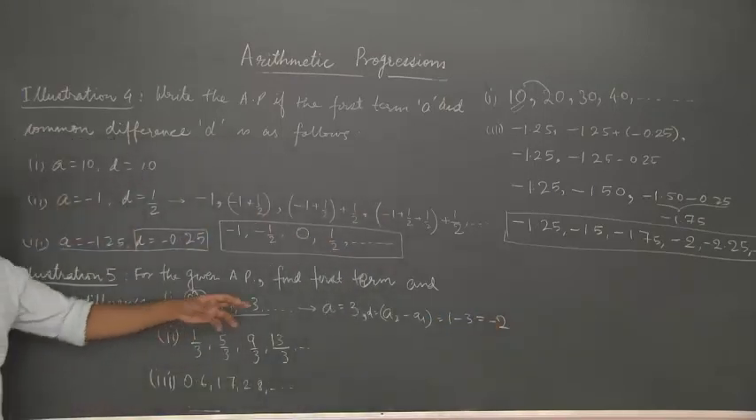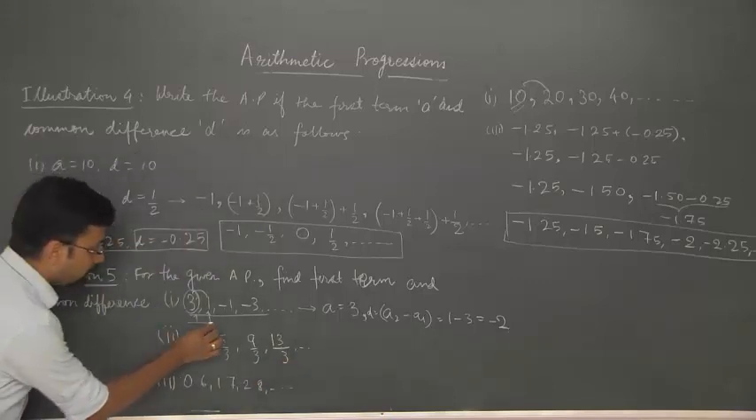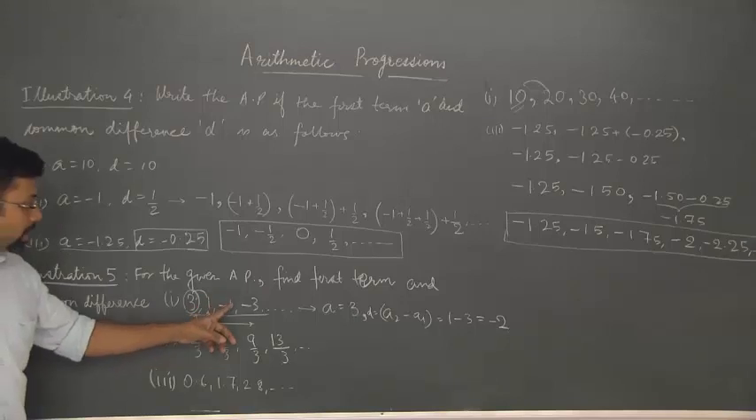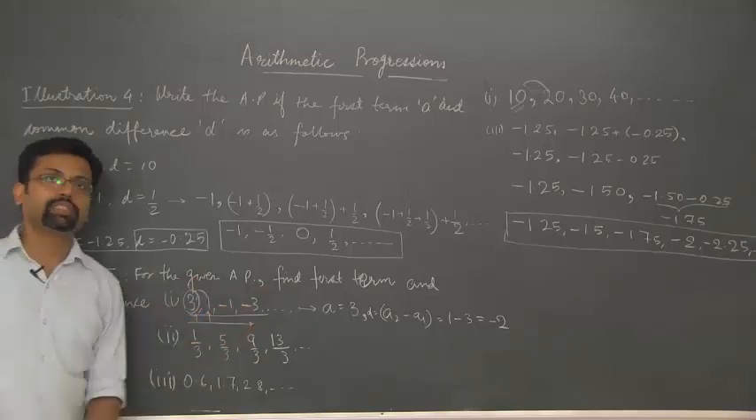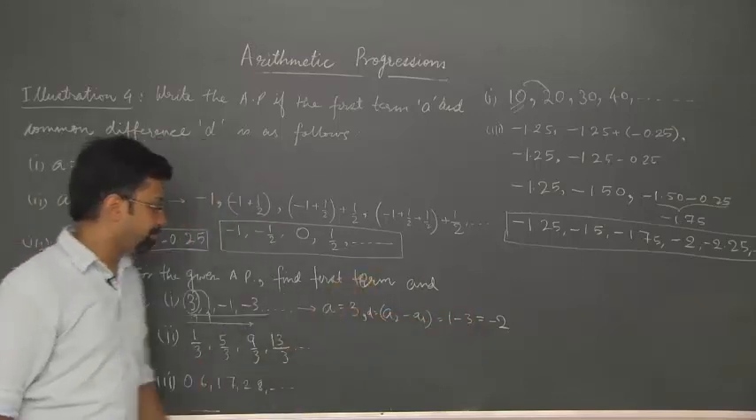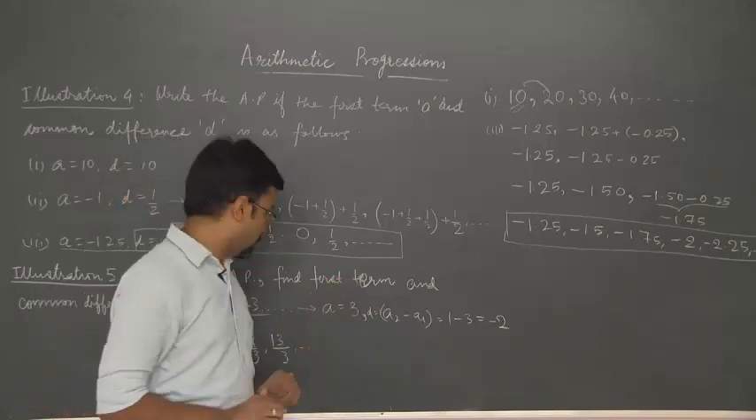You observe here that the common difference comes out to be negative. So the terms of the AP go on decreasing. We start with 3, then we get to 1, then minus 1, minus 3. This is again a decreasing AP where the common difference is a negative number. So it is possible. I mean, D can be positive or negative, anything.